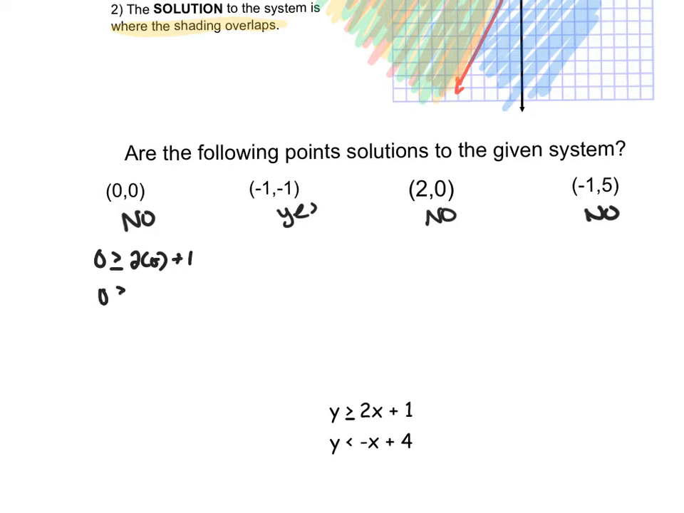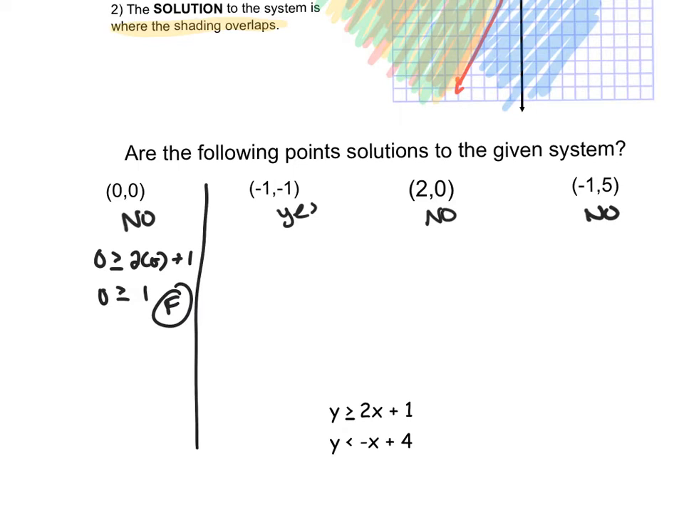So that's 0 is greater than or equal to 1, and that's false. So if you get any falses, then it's a no. If you get both trues, then it's a yes, and we'll see that here on this next one.